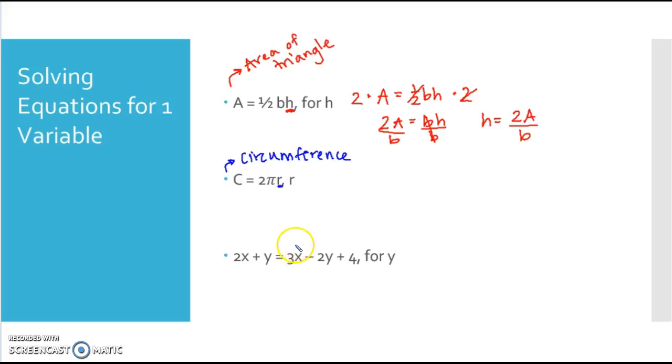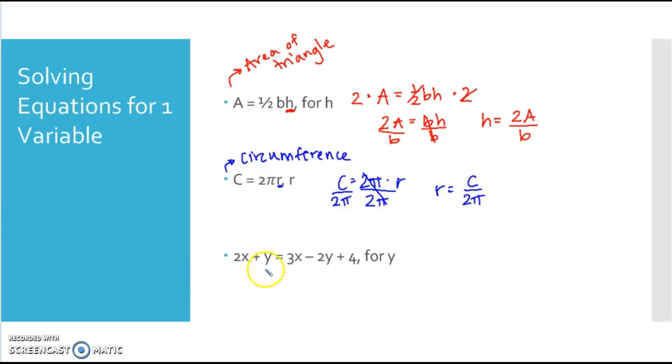I could get rid of the 2 first and then get rid of the pi, or right now I'm multiplying all of them. This is the same as 2 pi times r. The opposite of multiplying is dividing, so I can just divide by the whole thing, 2 pi. Those cancel, so I get r equals C divided by 2 pi.